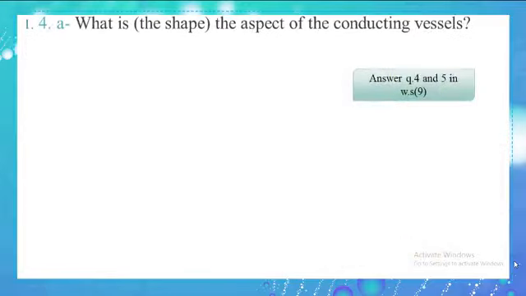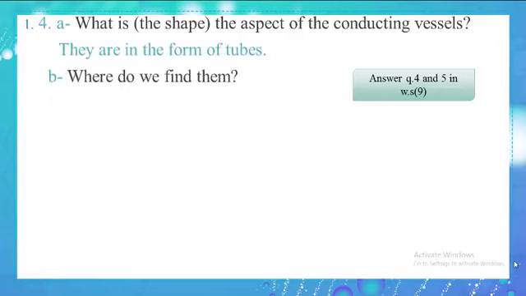So, what is the shape or the aspect of the conducting vessels? When we saw them, how can you describe these conducting vessels? They are in the form of tubes. Where do we find them? Where can we see the conducting vessels? In the roots, leaves, stem, and flowers. They are found in all parts of the plant.